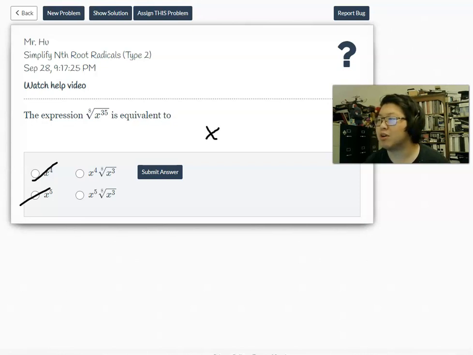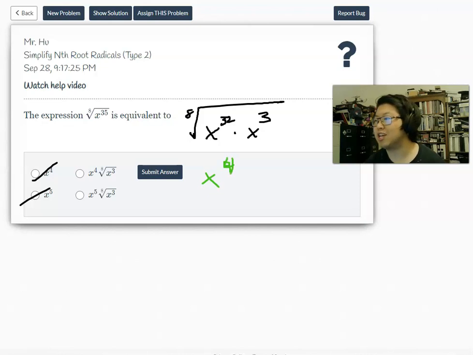If you wanted to split your x to the 35th apart, you could do it like x to the 32, x to the third. That definitely works. Remember, this is all to the 8th root. And so 32 divided by 8 should be x to the 4th. And my x to the third just stays inside.